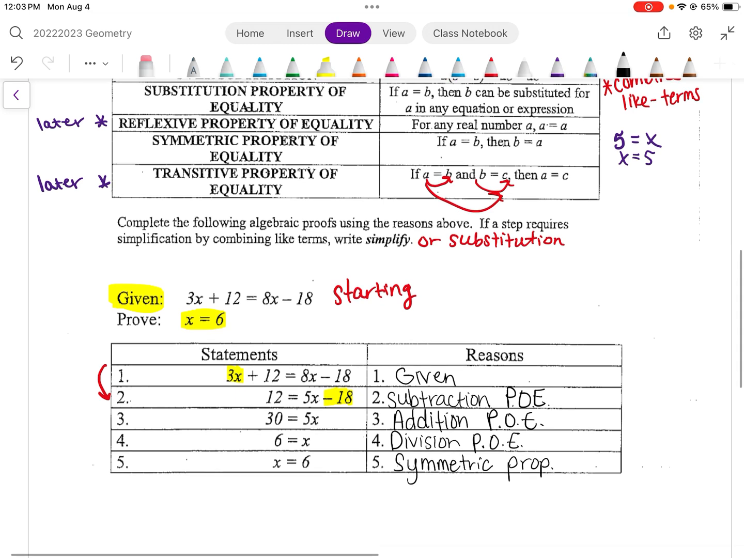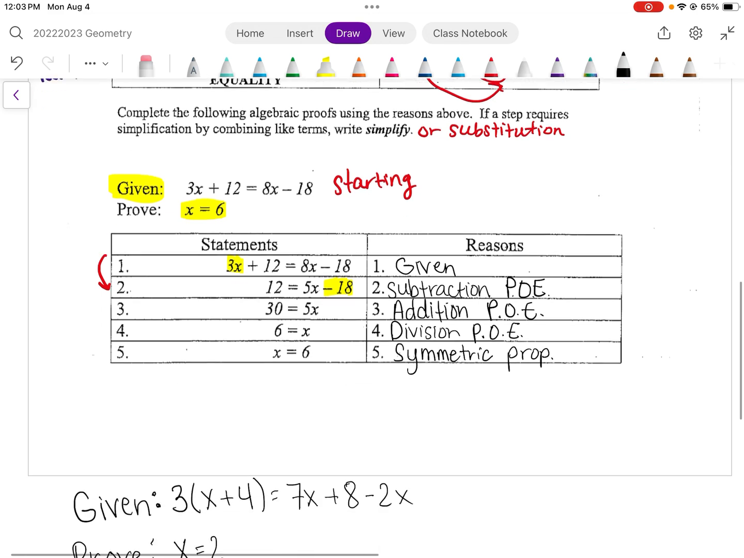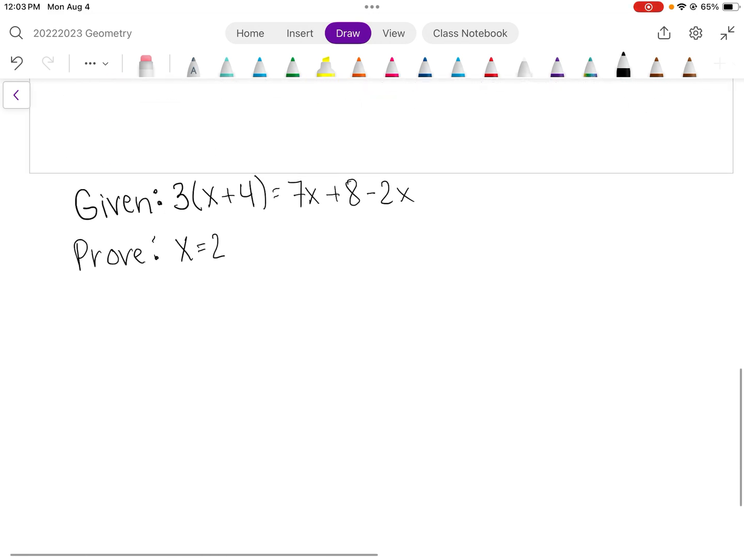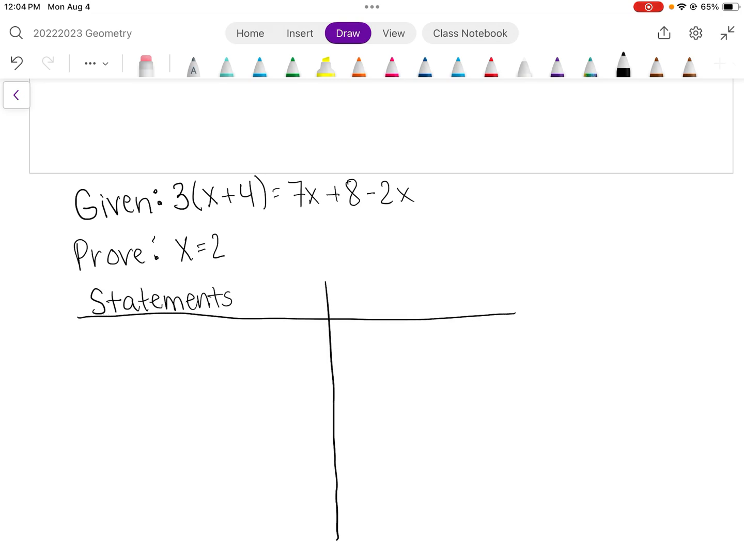So there's our proof. So we're going to do one more on the back. I want you to flip it over. Your paper is going to be blank. So we're going to write this down. Just take a second. Copy down given: 3x plus 4 equals 7x plus 8 minus 2x. We're going to prove that x equals 2. And then I want you to draw a statements and reasons column. If you need more time, just pause it. Statements, reasons. This is how all of our proofs are going to be set up this year.